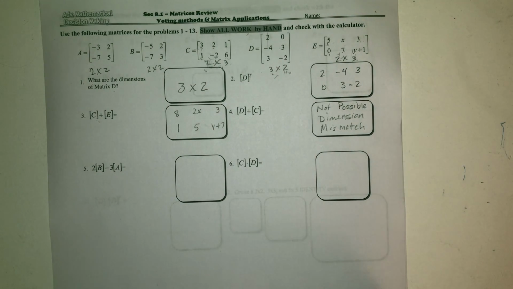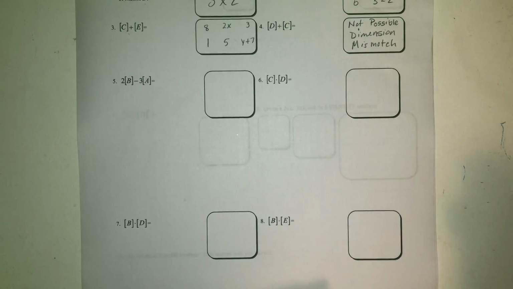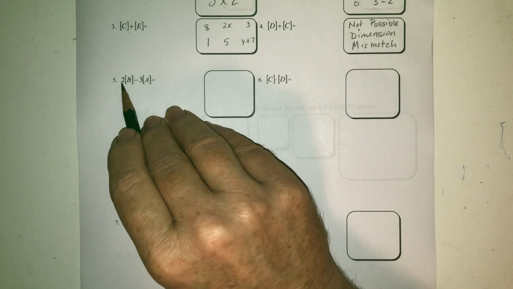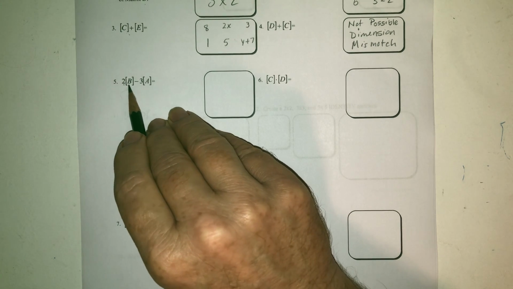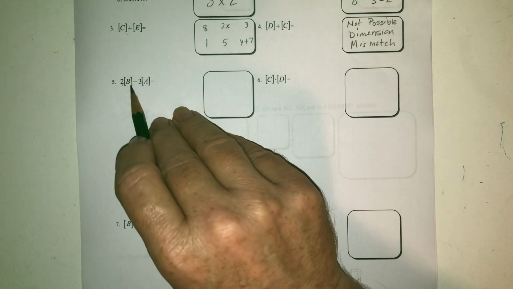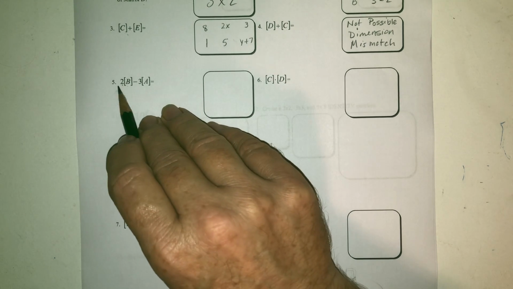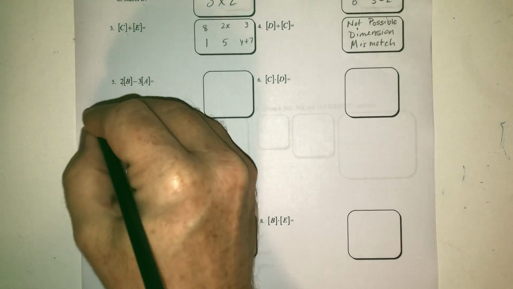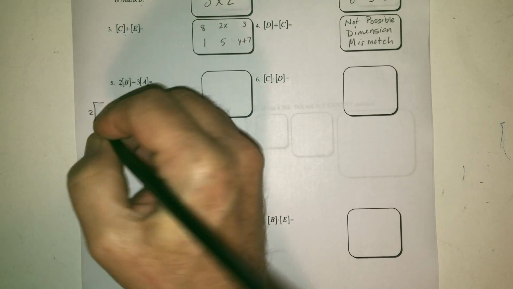All right, now let's go down to number 5. In number 5, we're going to multiply by a scalar. I don't know if you remember this, but if you see a number out in front of a matrix, that means you're multiplying each and every element of that matrix by that scalar. So that B is going to be multiplied by 2. And that means that I'm going to do 2, and I'm going to write this work down here.